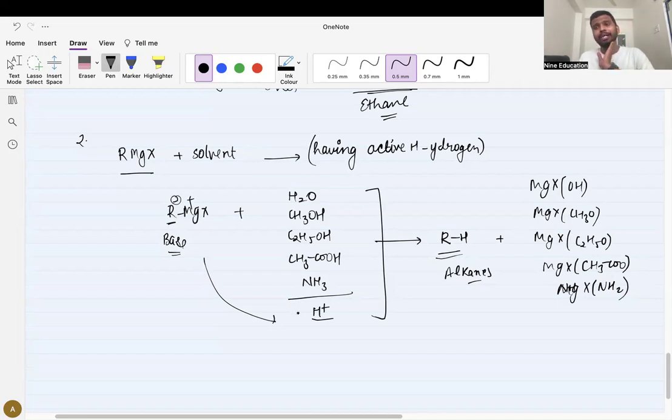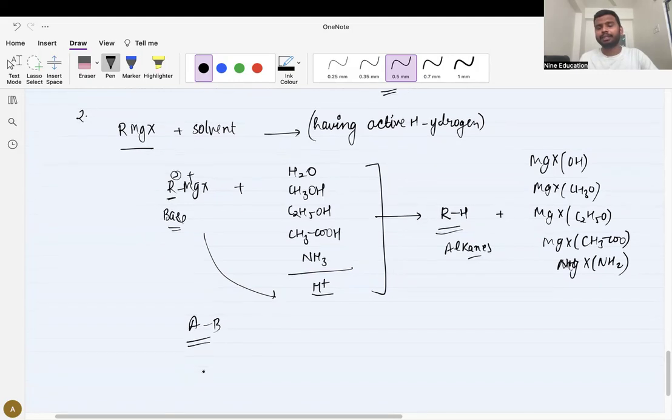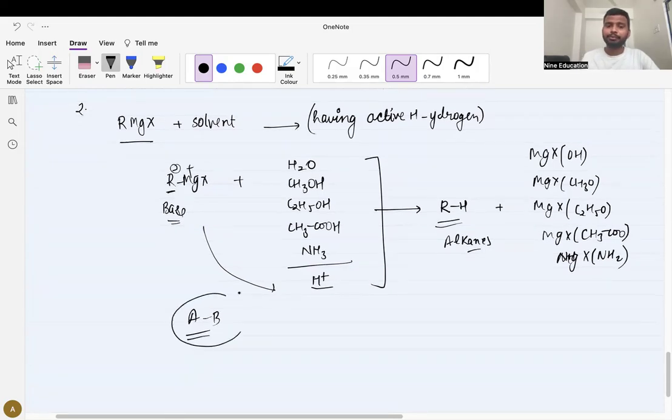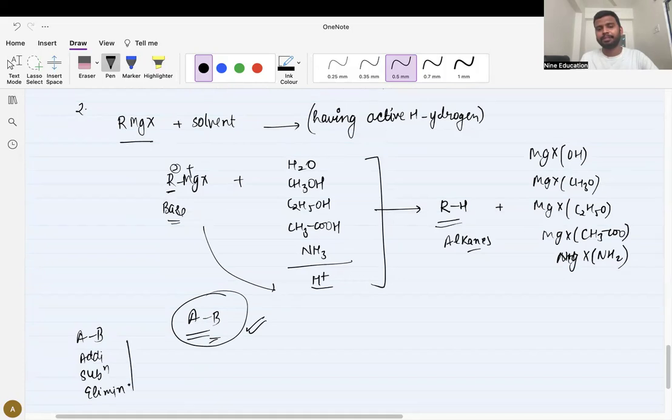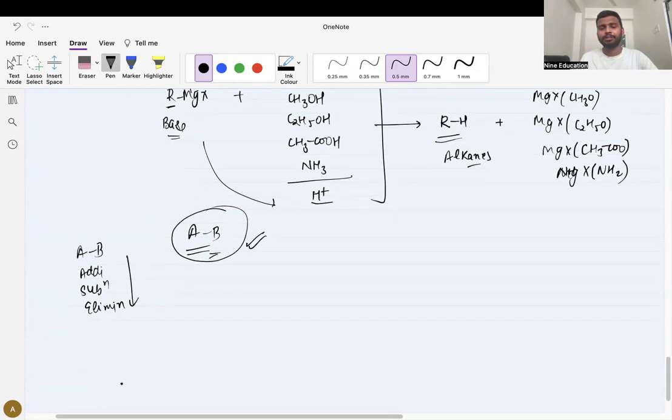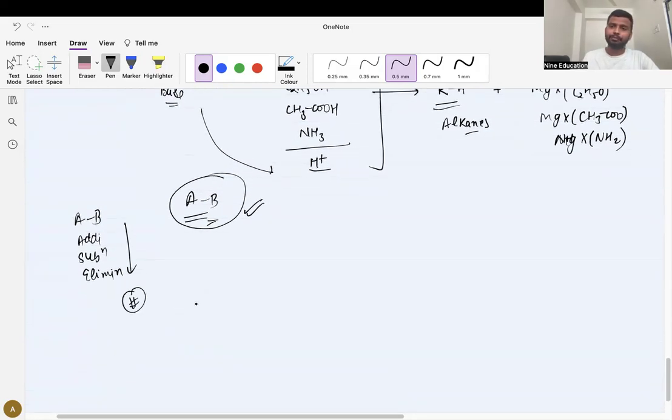Because if active hydrogen comes in, it will cause an acid base reaction there. Anytime you see, acid base reaction is more prone than substitution, then elimination, then addition. And we have discussed acid base first, then addition, then substitution, and last is elimination in this context. So let's say I take a beautiful example.